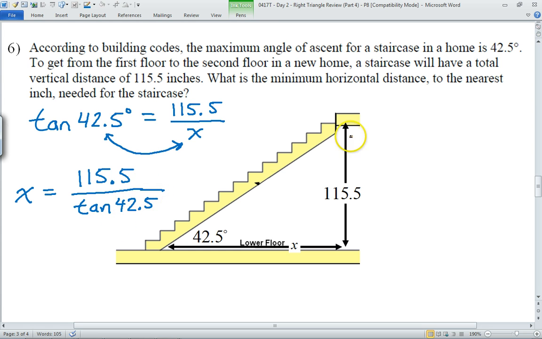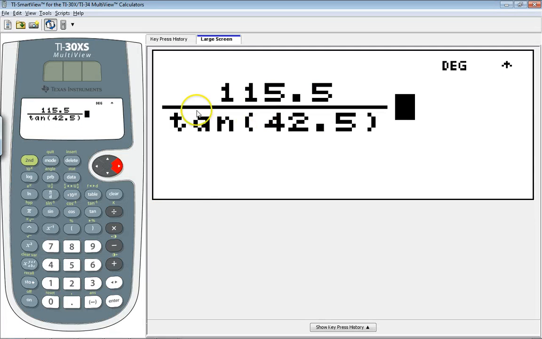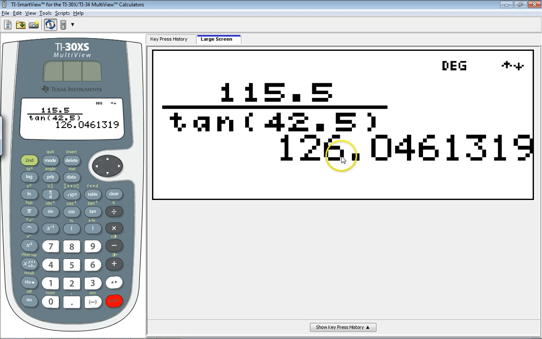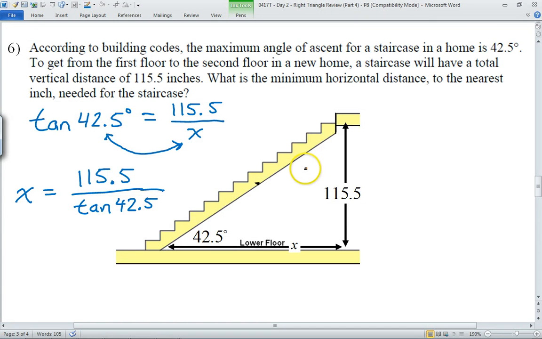They said the nearest tenth of an inch. No, they said the nearest inch, so that means we're going to be rounding. It's not just going to be an expression. So let's go ahead and put this in our calculator. In your calculator, it's going to look like this. So we get 126.04. So rounded to the nearest inch, that's just going to be 126 inches. And that is the answer to number 6.